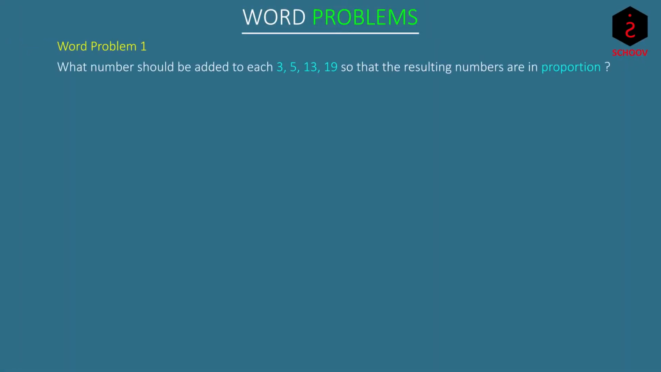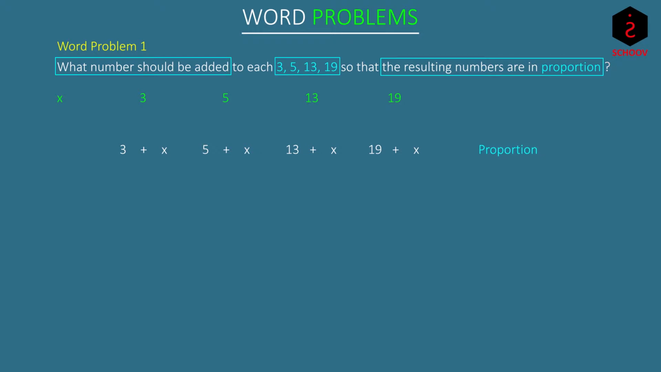So let's begin. Word problem 1. Read the question carefully. What number should be added to 3, 5, 13, 19? So we have to find the number. Let that number be x, since we have to add it to each one of them. Further, it says that resulting numbers are in proportion. So the 4 numbers are in proportion, meaning that ratio of these first 2 numbers and these last 2 numbers are equal. So write the ratios.